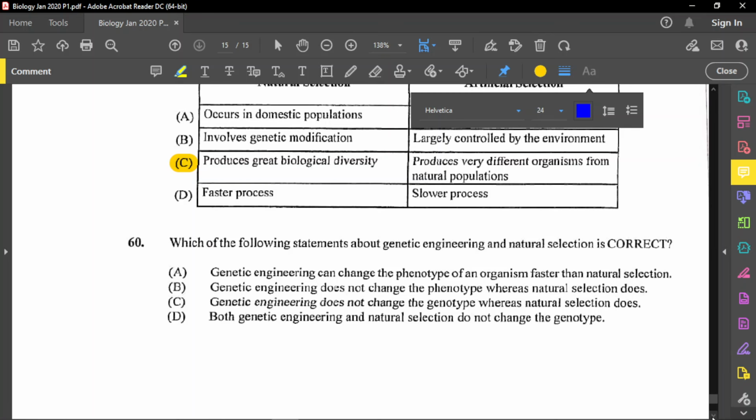60. Which of the following statements about genetic engineering and natural selection is correct? Here it says genetic engineering can change the phenotype of an organism faster than natural selection. Yes, it's the same thing, just backwards right here. So A is correct. All it did was change around this last part. So we're good with that.